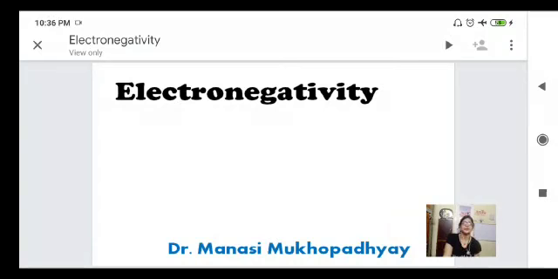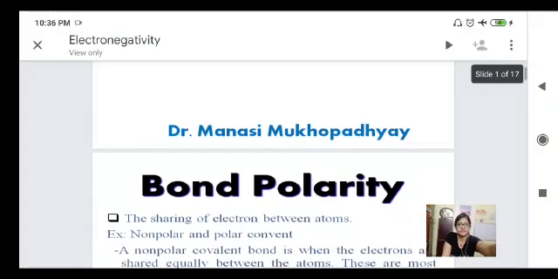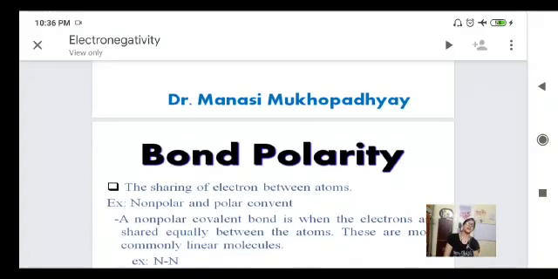Today we will be discussing another periodic property, that is electronegativity. Earlier we have discussed ionization energy or ionization potential, electron affinity and all. To understand electronegativity, first we have to understand bond polarity.